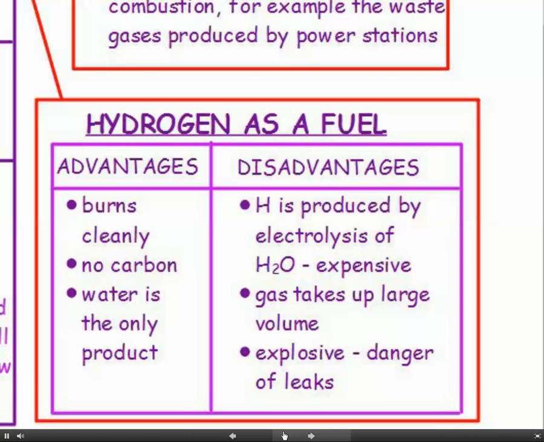Disadvantage is that the hydrogen is produced by the electrolysis of water, which makes it an expensive process. The gas itself takes up a large volume, and of course hydrogen gas is explosive and there is danger present. There's a risk of leaks.